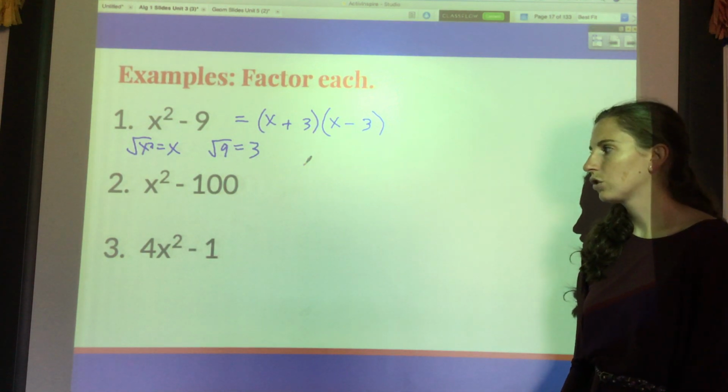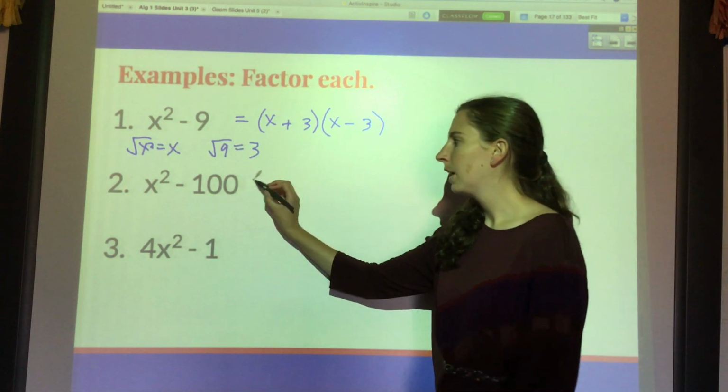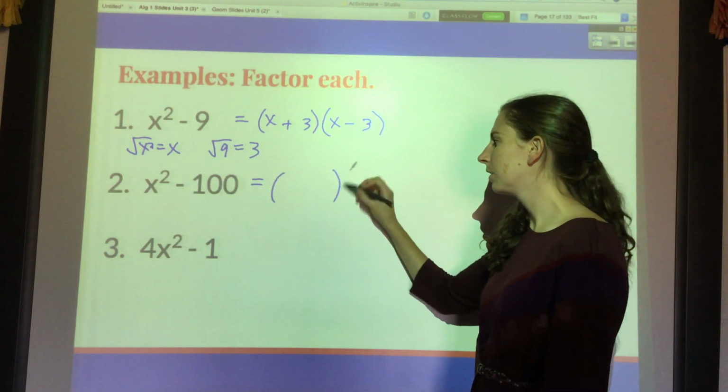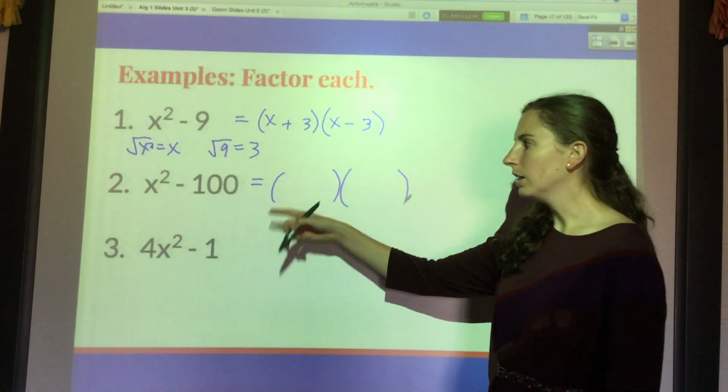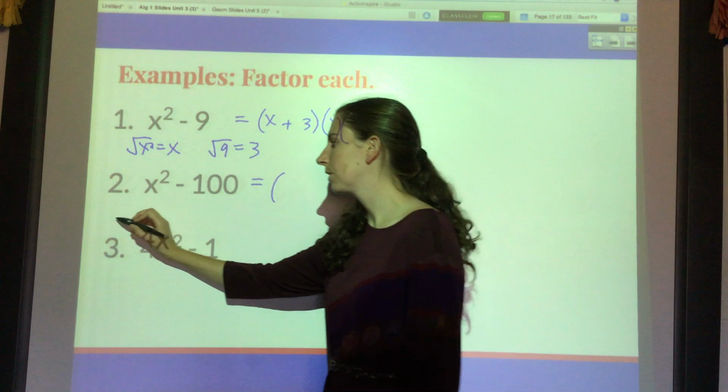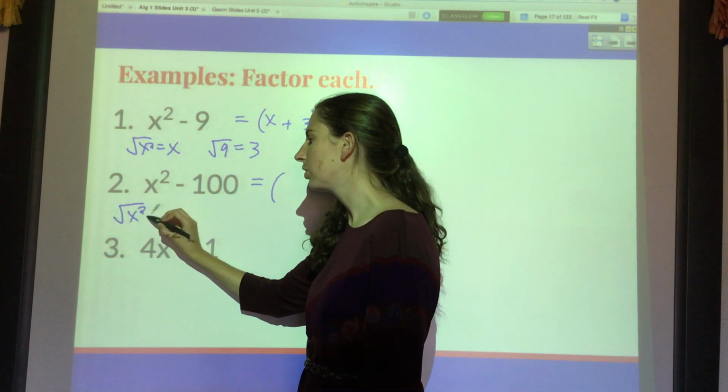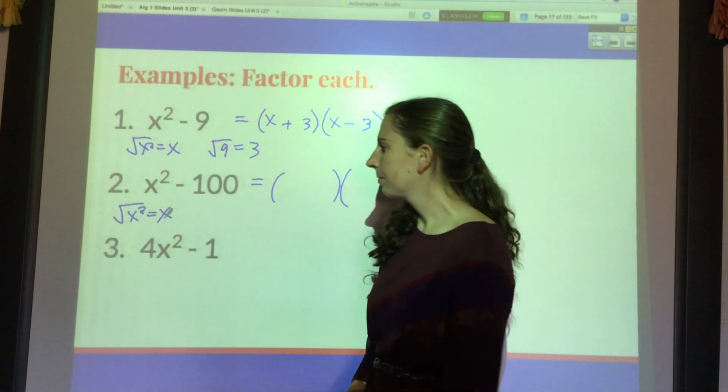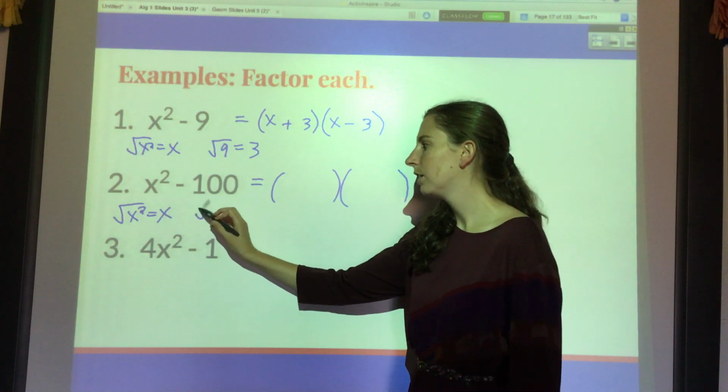Let's try the next one. Again, I'm going to have two factors. Whatever goes in front is the square root of this. The square root of x squared is just x. The square root of 100 is 10.